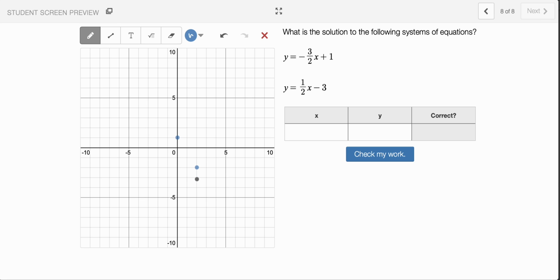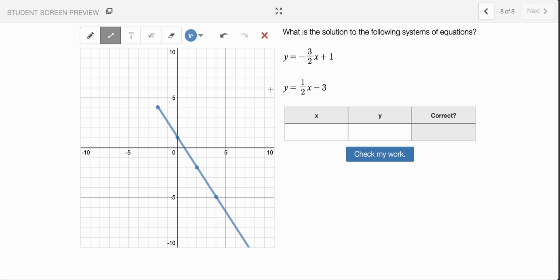And then I can do that as many times as I want. Down 1, 2, 3, to the left 1, 2. Or I could have gone up and to the left, like I said, because 2 negatives make a positive. So up 1, 2, 3, and then to the left 1, 2. So there's 4 points. That should be enough. If not, we can always go back and graph more.